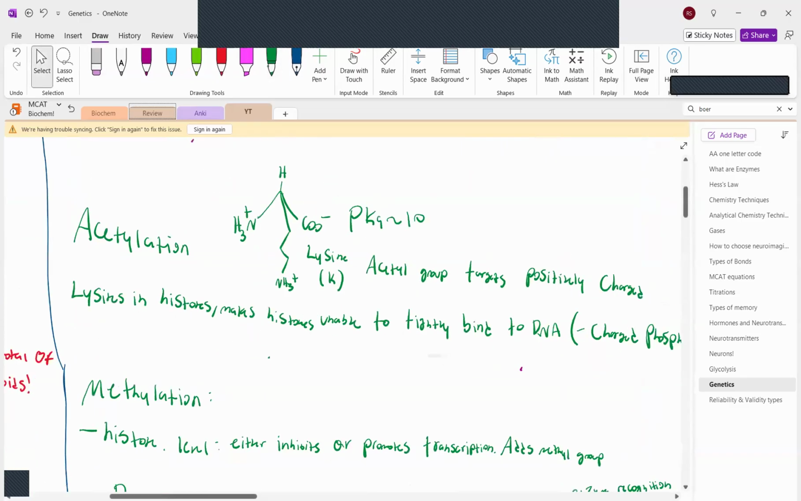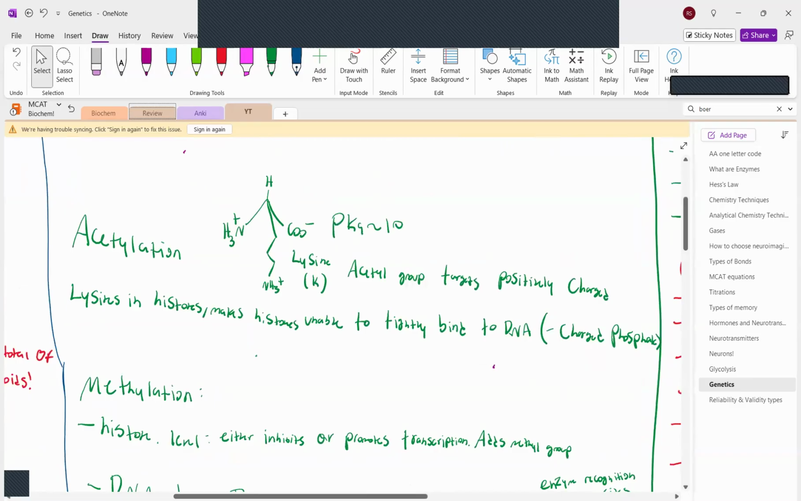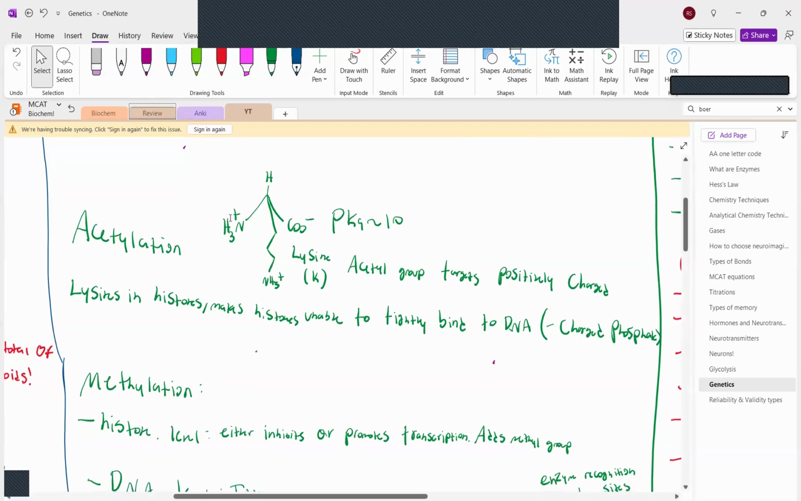So lysine is otherwise positively charged, right? If you have an acetyl group that binds to lysine and it gets rid of that positive charge, then the histones aren't able to bind to the DNA anymore, since DNA has a negatively charged phosphate group. So the lysines on the histone, the protein, could bind tightly to the DNA, and that makes it unavailable. So when you acetylate the histone, your DNA will be able to be transcribed. So it's in its euchromatin state.